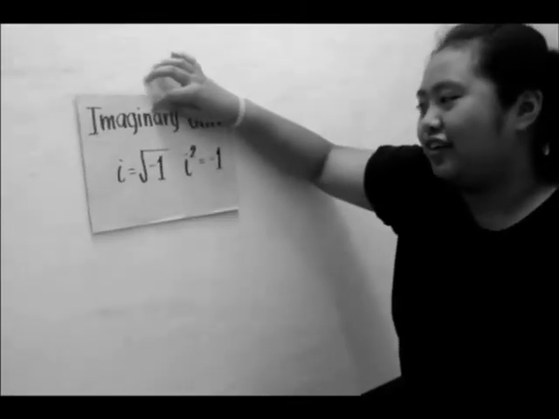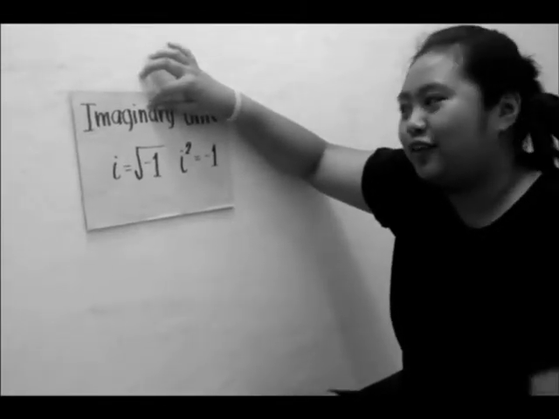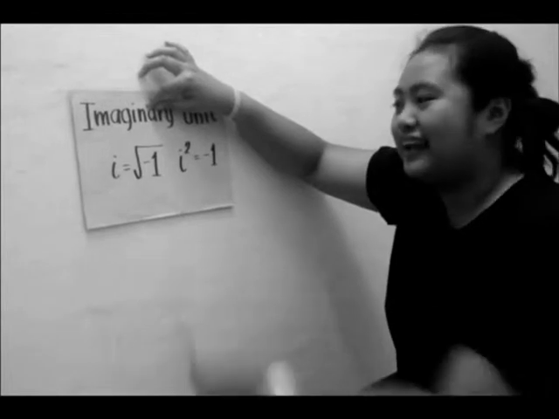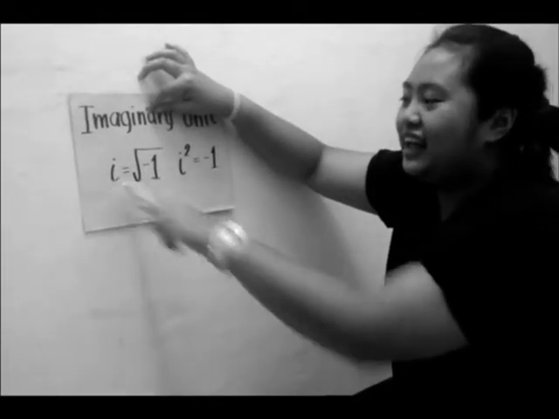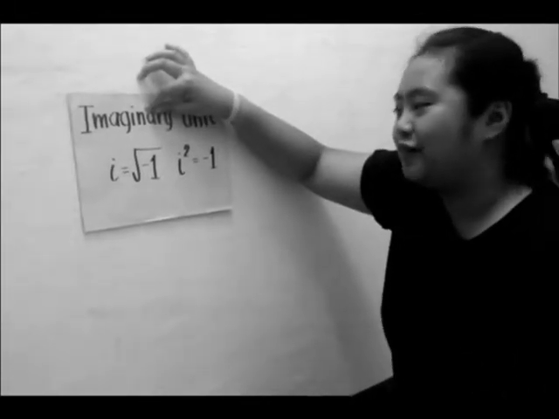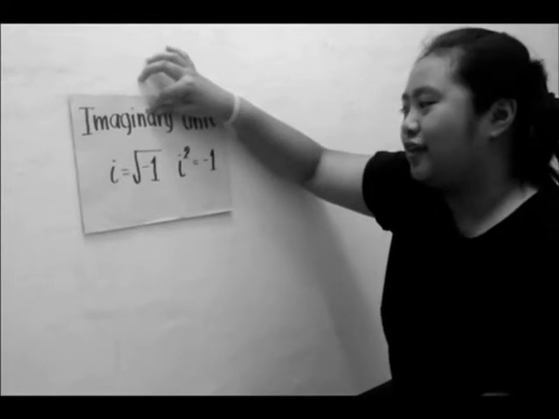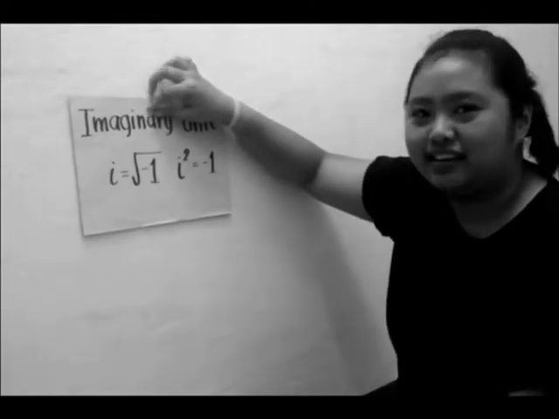Report about imaginary numbers. So we can start at the imaginary unit. Every time that you have a square root of -1, you can simplify it as i. And i squared can be simplified as -1.